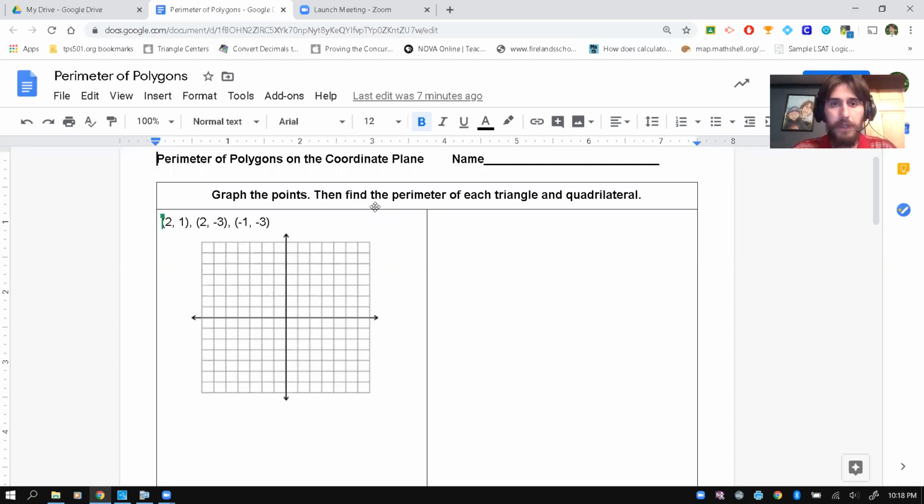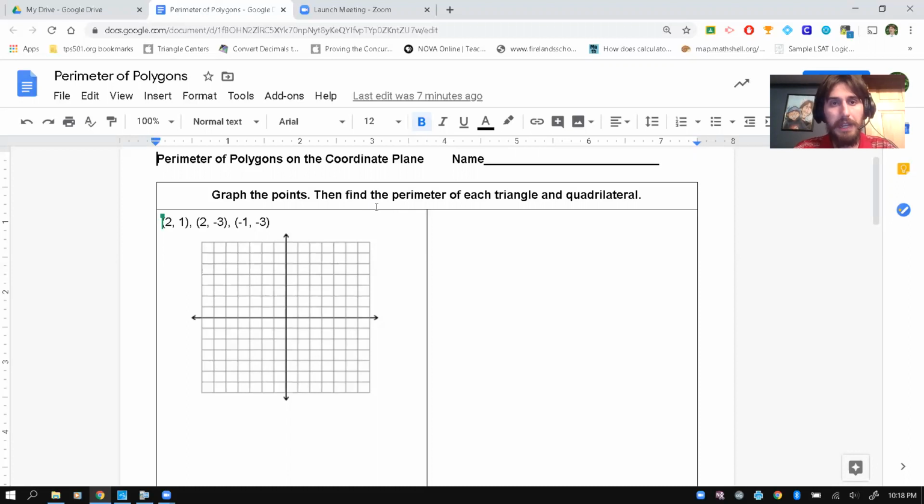For example, number one here. If you are given three ordered pairs, our goal is to be able to graph those three ordered pairs, connect them in order to make a polygon, and then find the perimeter of that polygon. So let's deal with the first piece of that, how to graph these.